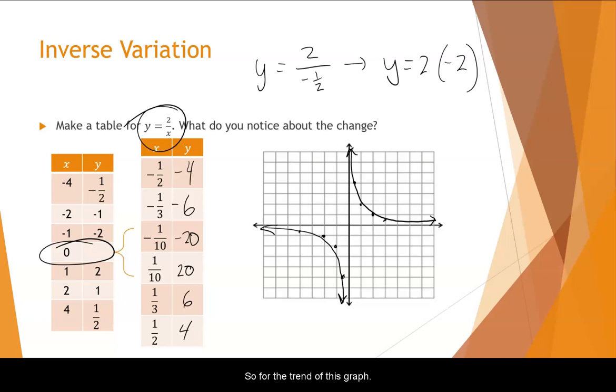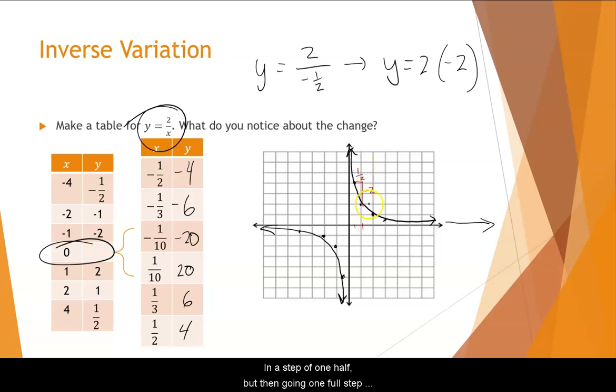So for the trend of this graph, you can see that as x increases, the y value is getting progressively closer to 0. Not only that, but the y value steps are getting smaller and smaller. There's a bigger jump going from x equals +1/2 to x equals 1, a decrease of 2 in a step of 1/2.